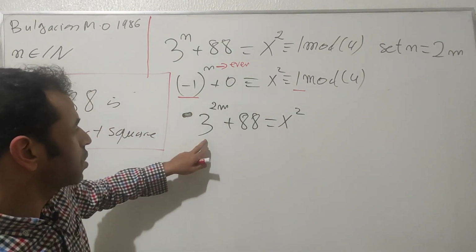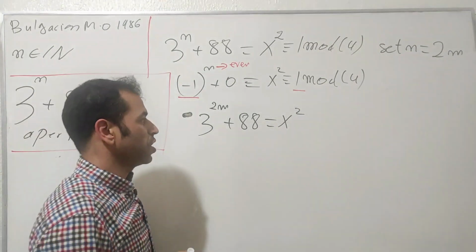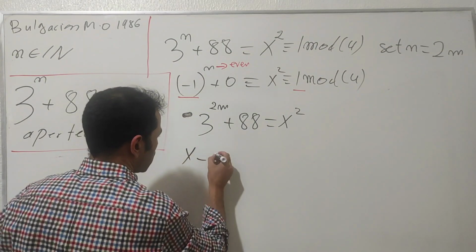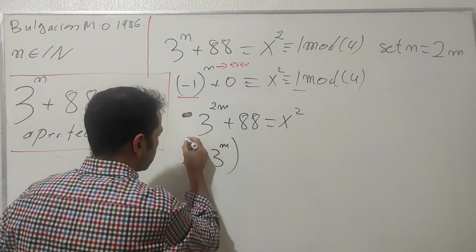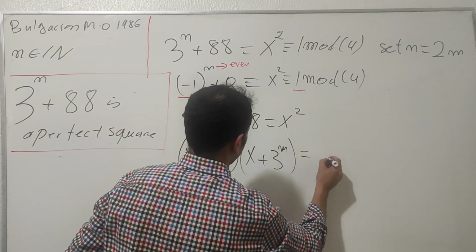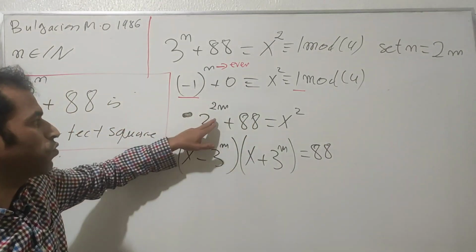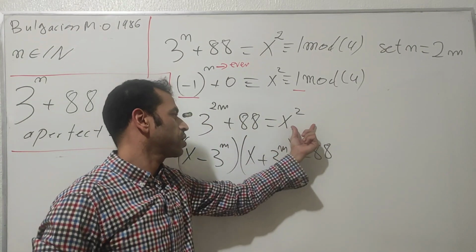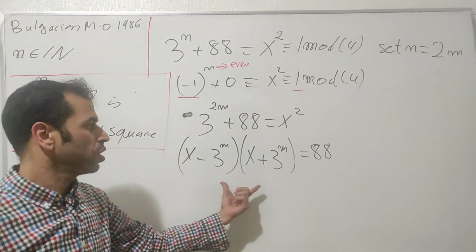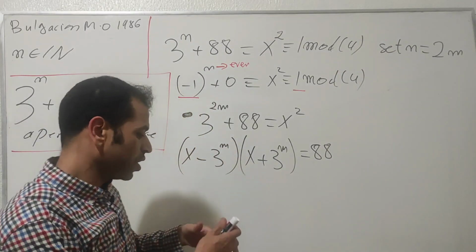So the next thing, I'm going to move this term over to the right and leave 88 on the left side. So I get the following: x minus 3 to the m times x plus 3 to the m, which equals 88. So what I have done here is I just moved this term to the right to get the difference of squares and factored it, which gives us this. Okay, the factorization gives an even number. So it's very clear here.